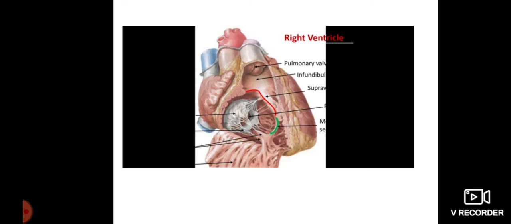So based on the number of cusps, the number of papillary muscles are present. If the number of cusps is 2, the number of papillary muscles would be 2. But on the right side, the cusps of the tricuspid valve are 3 in number, so automatically the papillary muscles are also 3 in number. These are the anterior papillary muscle present on the anterior wall, the posterior papillary muscle present on the posterior wall, and the septal papillary muscle present in the interventricular septum.